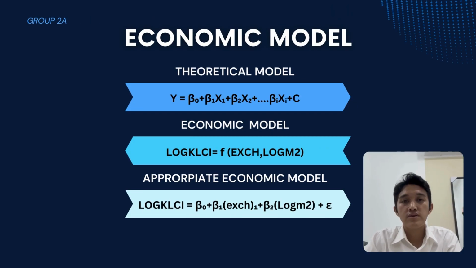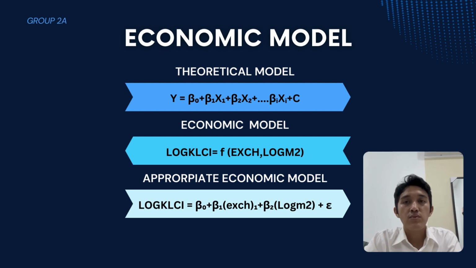Okay, now I'm going to explain the model that we're going to use in our group assignment. The theoretical model that we're going to use is the multiple regression model, which is y equals beta 0 plus beta 1 x1 plus beta 2 x2 until beta i xi plus e.